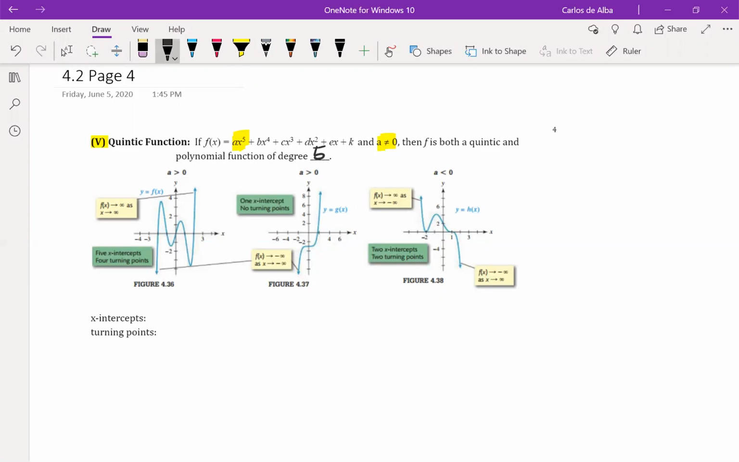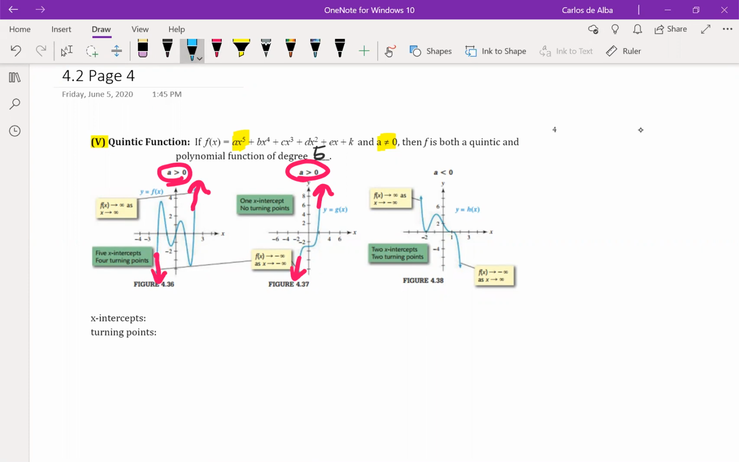And having that degree of 5, or being a quintic function, tells us a couple things about what the graph's going to look like. If we start with our 3 examples in the yellow pale boxes, as long as a is greater than 0, as we see here, as x approaches infinity, we get f of x also approaching infinity. So that's this up here going upwards. The same is true of the second example. And as x approaches negative infinity, f of x approaches negative infinity. And so there's our graphs going down.